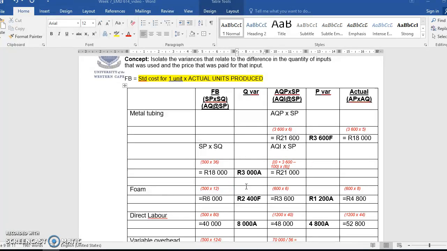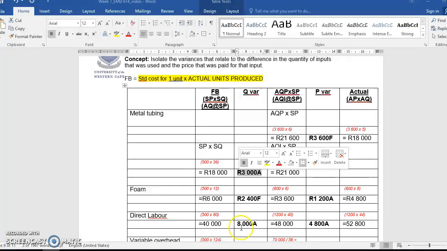Now it's just a matter of, is it adverse or favorable? Well, how do I determine that? This is what I expected to happen. This is what actually happened. So I actually spent more than what I wanted. From a cost perspective, that's not good. So therefore, it's adverse, not favorable.